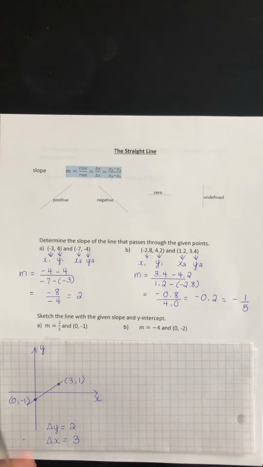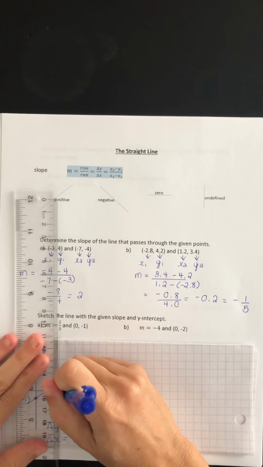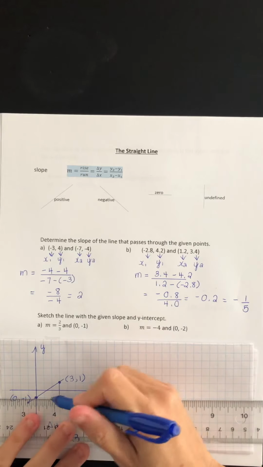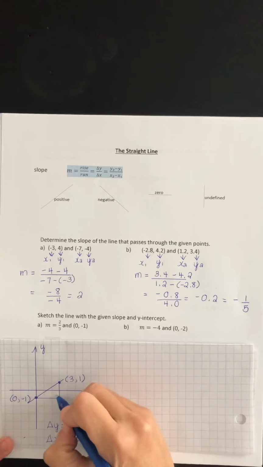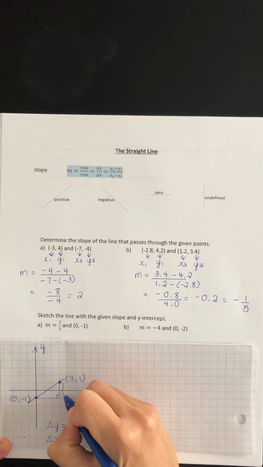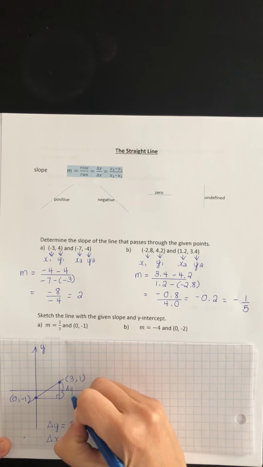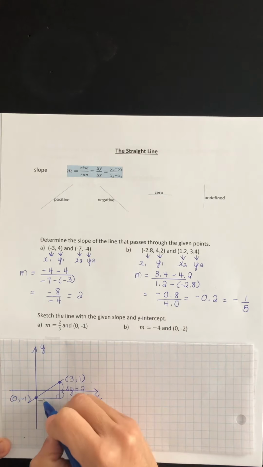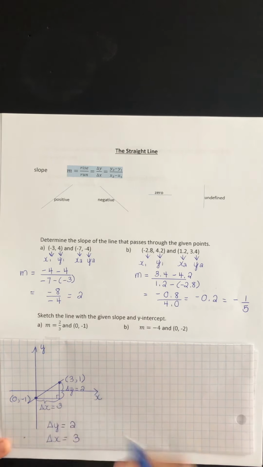Okay, you can see here you can make a little triangle. If this is helpful to you, then I encourage you to do this. You can make a little triangle like this, and then you see this side here is the change in y, which is equal to 2. And this side here is the change in x, or the run, which is equal to 3.